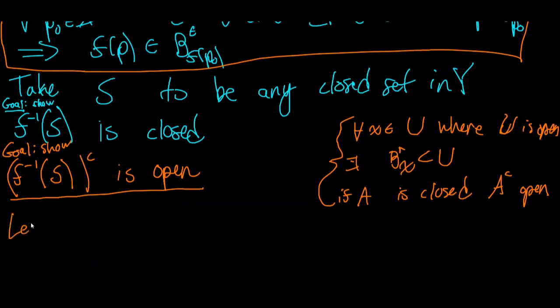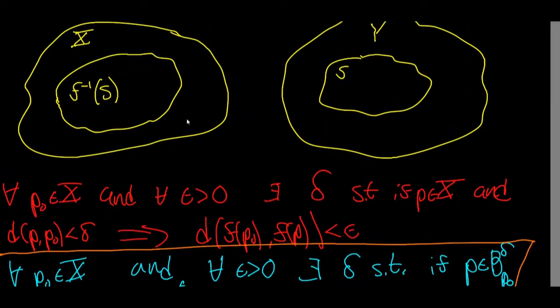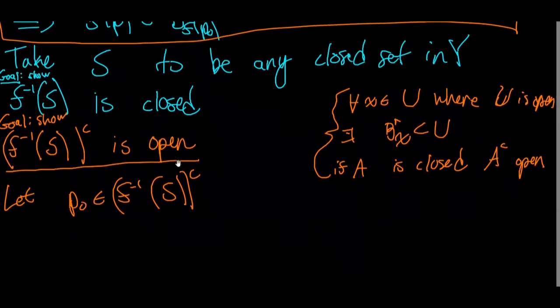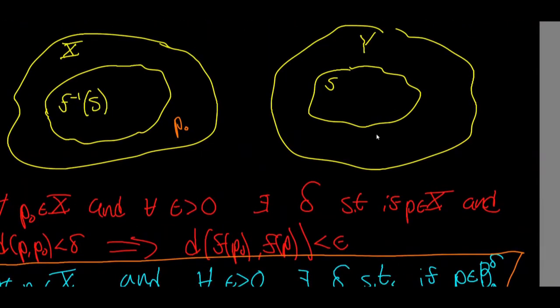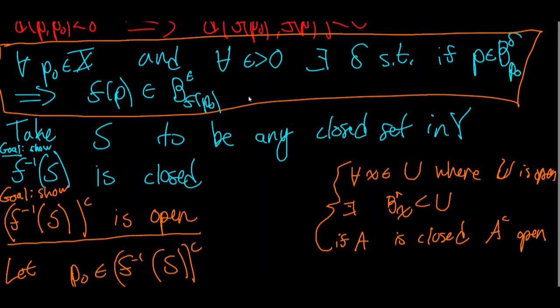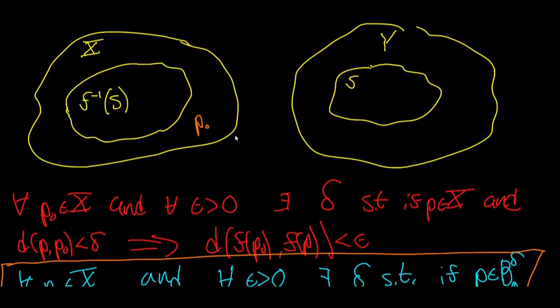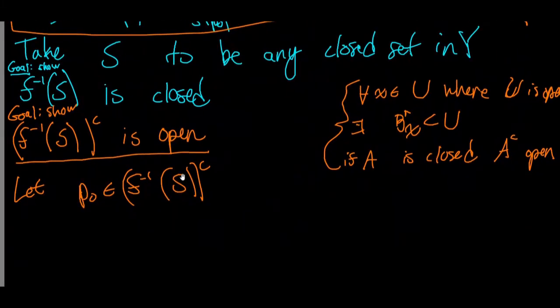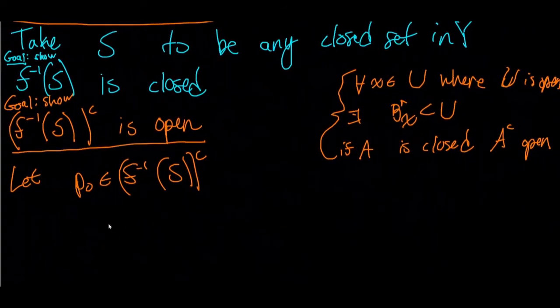Okay, so let P naught be in the complement of the inverse image of S under F. So we're letting P naught be somewhere over here, somewhere not in the inverse image of S. Let's map P naught over to Y, because we want to use this definition of continuity, and I have a feeling that the image of P naught under F is not going to be in S, and that's going to be useful for us, and you'll see why in a second. The reason I have that feeling that F of P naught is not going to be in S is for the following reason.